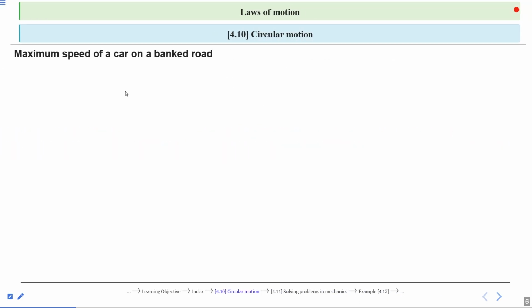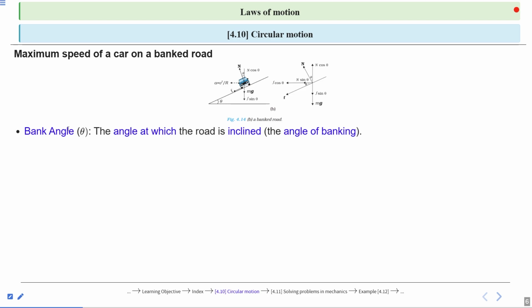Here theta is known as the bank angle or angle of banking. This is theta, the angle at which the road is inclined. This angle theta, at which the road is inclined, is known as the angle of banking or bank angle.